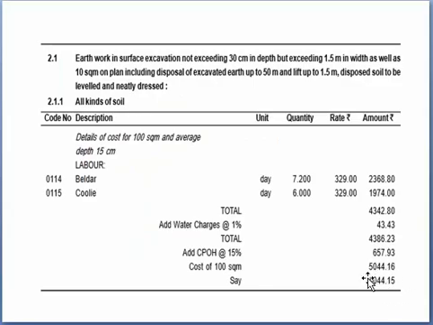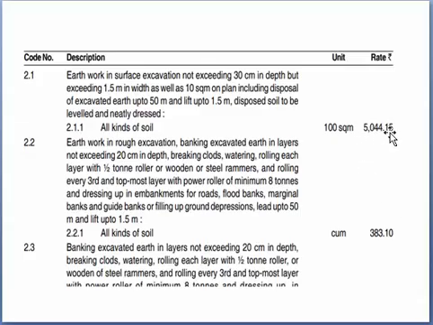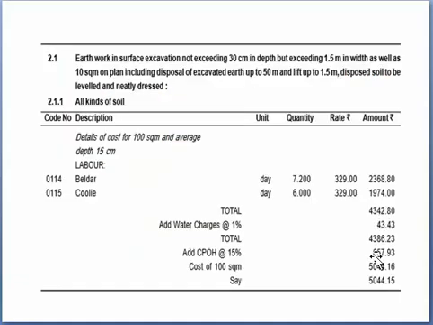This is the bifurcation and the description. The division of the rate includes the Beldar, which is 2368.80, then Coolie 1974.00, then the total is 4342.80, after adding the water charges at 1% and CPOH, contractor profit and overhead charges at the rate of 15%. Adding all the components, you obtain 5044.15. So this is basically, students, the comparison: 5044.15, and here the bifurcation of 5044.15.